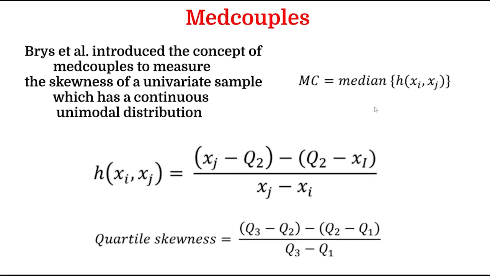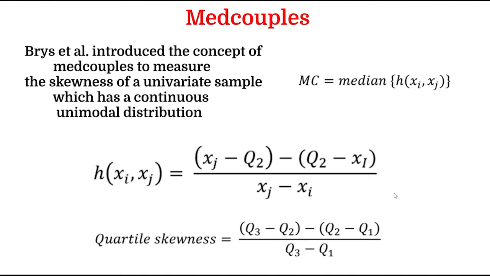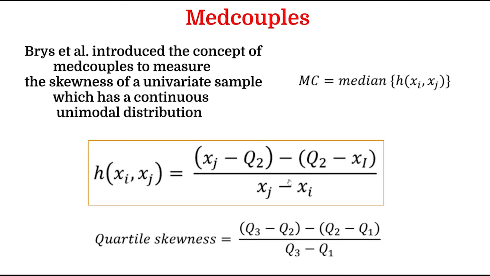The Medcouple is defined as the median of this function. This is called a kernel function, which takes two values xi and xj, where xi is less than xj. The kernel function is defined like this: xj minus q2 minus xi, divided by xj minus xi. This definition very much resembles the measurement of quartile skewness, which is this one: q3 minus q2 minus q2 minus q1, divided by q3 minus q1. There is also octile skewness, but I'll not go into the details of that. But these equations are very similar.